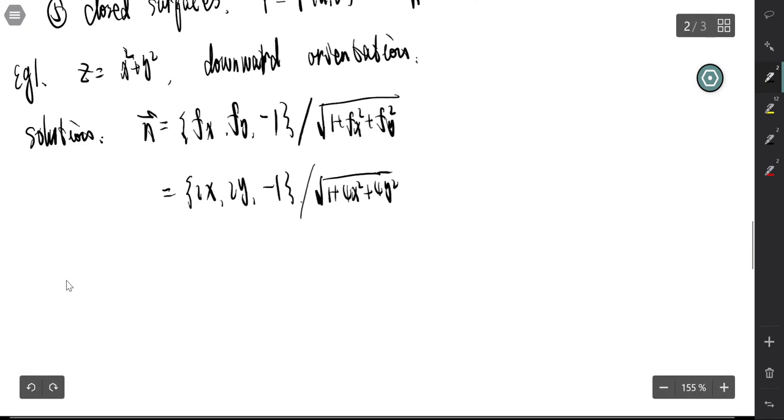Okay, let's just stop here. After we have the definition for the surface integral of vector fields, we will many times need to compute N for many directions.